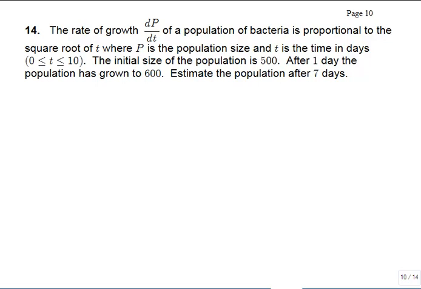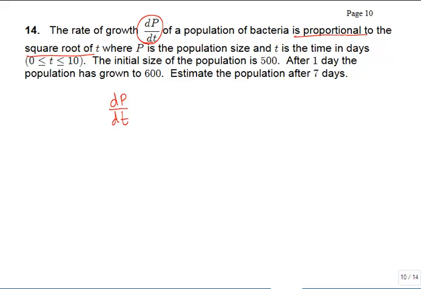Okay, so what we want to know about is the size of the population after 7 days, and 7 is a time. So if we have a time, we should be able to just plug in that t value and find our population. Unfortunately, they don't tell me in this problem directly what that population function is. What they do tell me is something about its derivative. They tell me that its rate of growth, in other words, this derivative dp dt, is proportional to the square root of t. Now, is proportional to, that's called a direct variation.